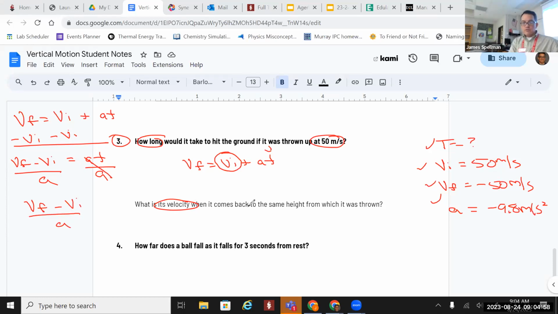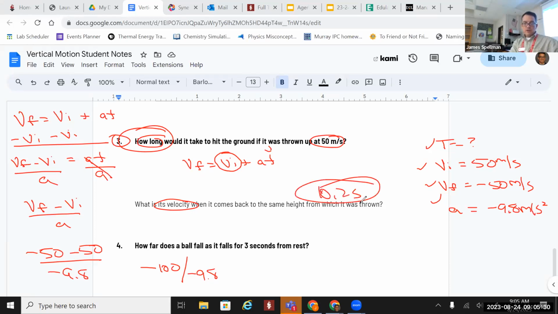So now I just plug my numbers in. VF was negative 50, VI was 50, and A is negative 9.8. So negative 50 minus 50 is going to be negative 100 divided by negative 9.8. That's going to be approximately 10. So again, I get 100 divided by 9.8. Those will both be negative, but when you put it in the calculator, it's going to give us a positive answer because, again, it's time. Time always needs to be positive, and it comes out to about 10.2 seconds. So we got an object going up, coming back down.